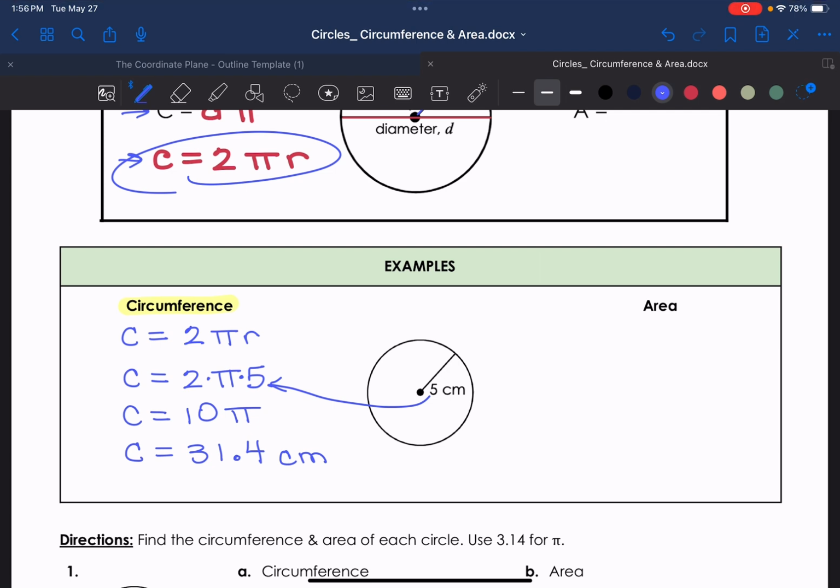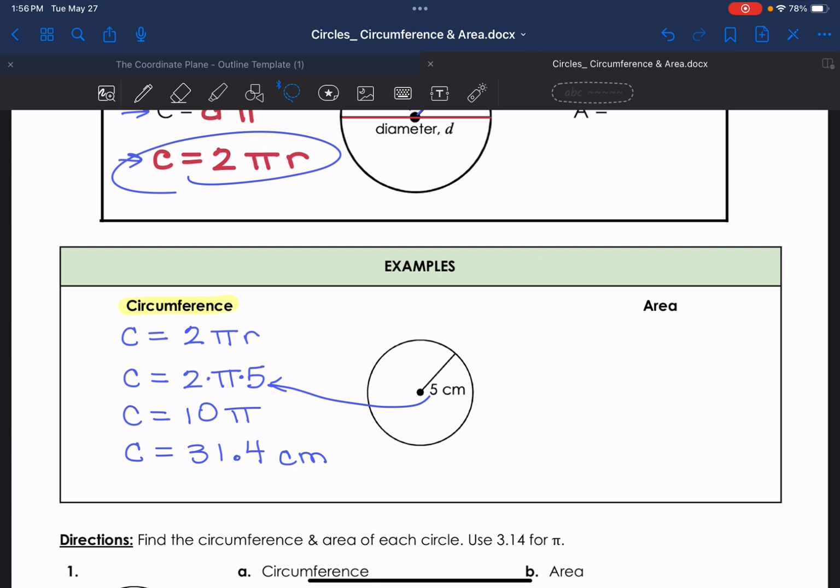When you're going through your work today, you need to show 3 steps or more. And when I say show 3 steps, I mean you have to write C equals each time. What I should not see is 2 times pi r equals 2 pi 5 equals 10 pi equals 31.4. Going sideways, we're going up and down, practicing our algebra steps, showing things with the algebra method to help us prepare for high school.